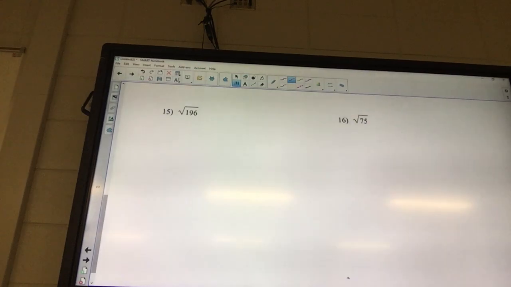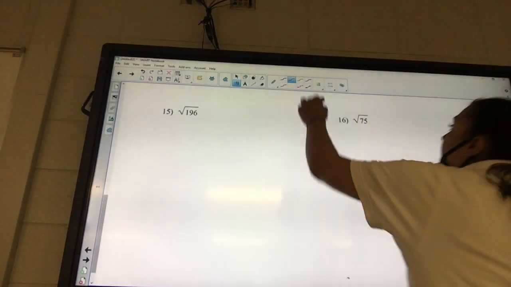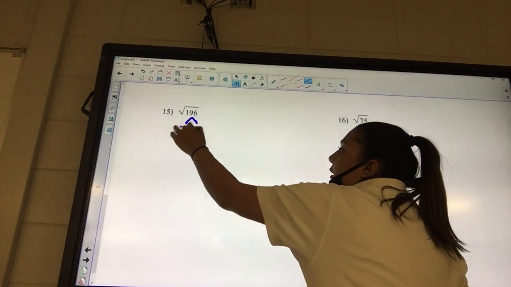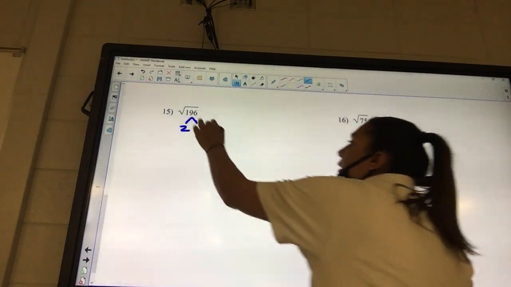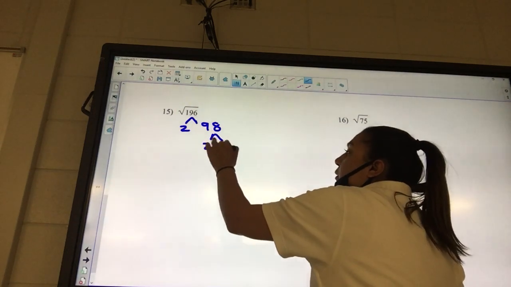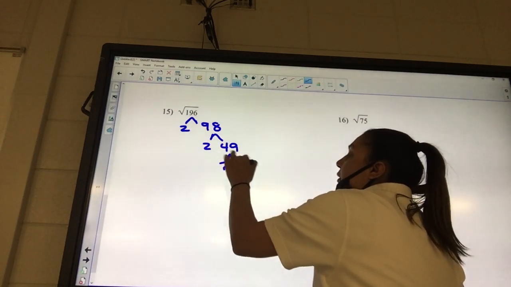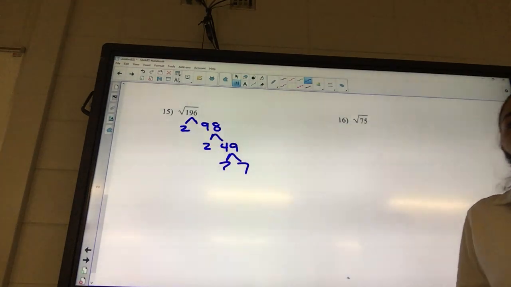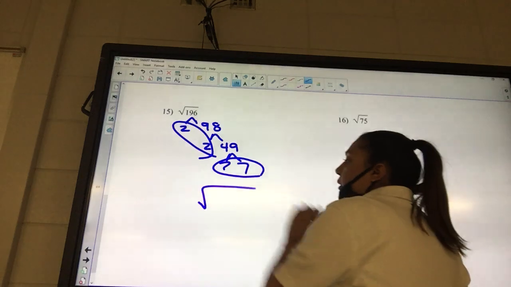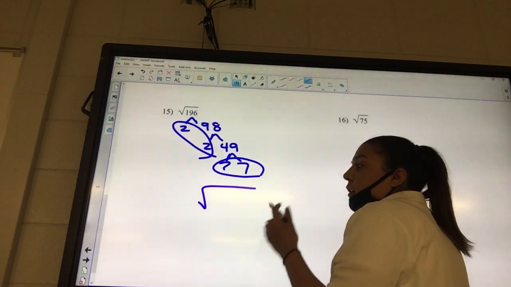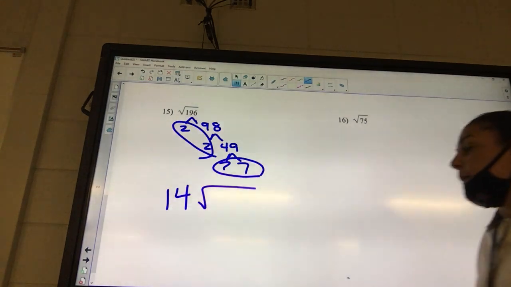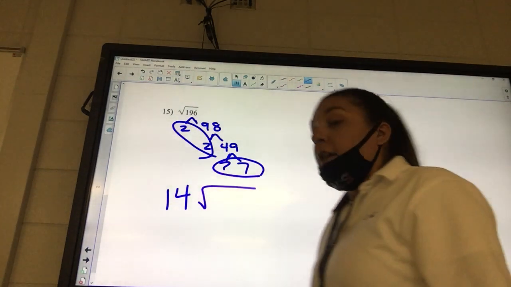And you're good. Okay, 196. 2 and 98. Slow down. 2 and 49. 49, and then 7 and 7. So who can go? There's 2 and 7. So where do those go? Outside. So our number outside is going to be what? 14.